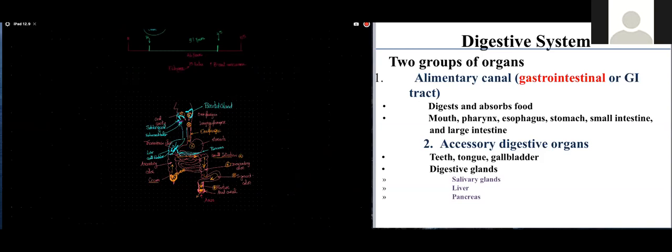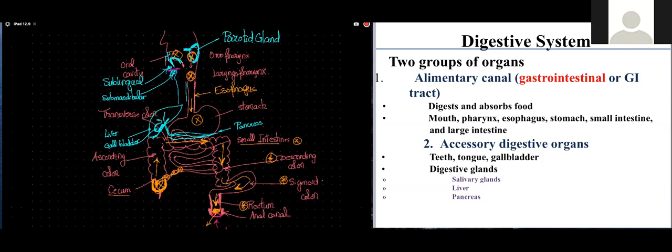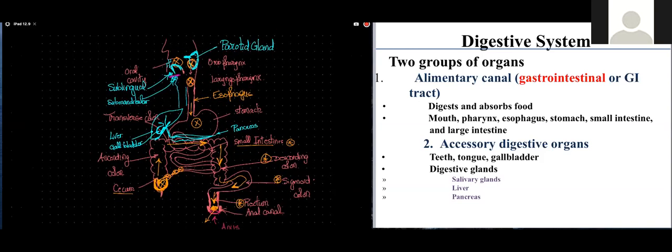All right, so again, the digestive system is going to be divided into 2 main sets of organs. We've got the digestive tract. This includes the mouth, pharynx, esophagus, stomach, small and large intestines. Accessory digestive organs, this includes the teeth, tongue, gallbladder, and the digestive glands like the salivary glands, liver, and pancreas.